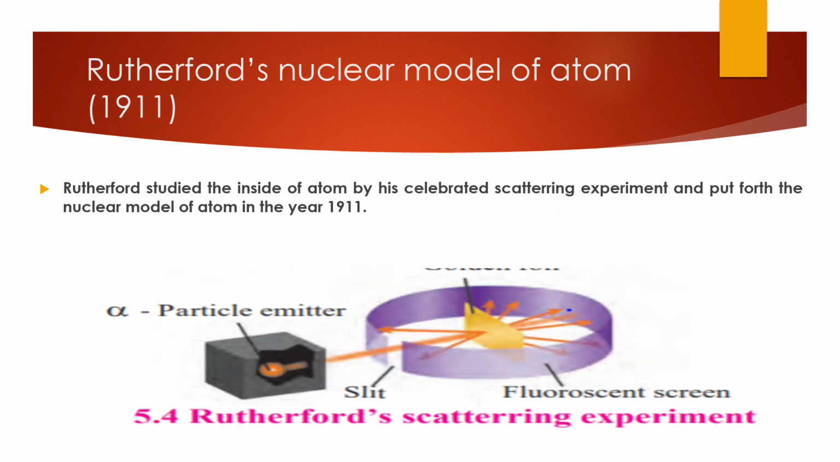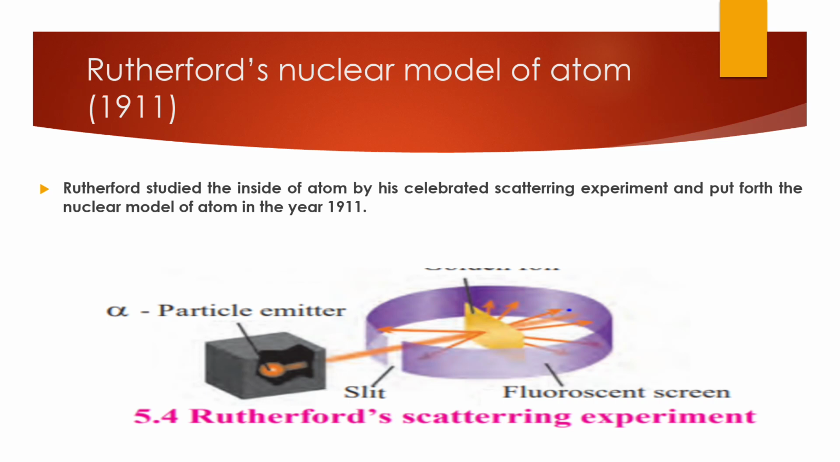The next one is Rutherford's nuclear model of an atom. Rutherford studied the inside of the atom by his celebrated scattering experiment and put forth the nuclear model of an atom in the year 1911. Now you can see one diagram over here. What did Rutherford do? Rutherford first took a thin gold foil. You can see in the picture a yellow colored foil.